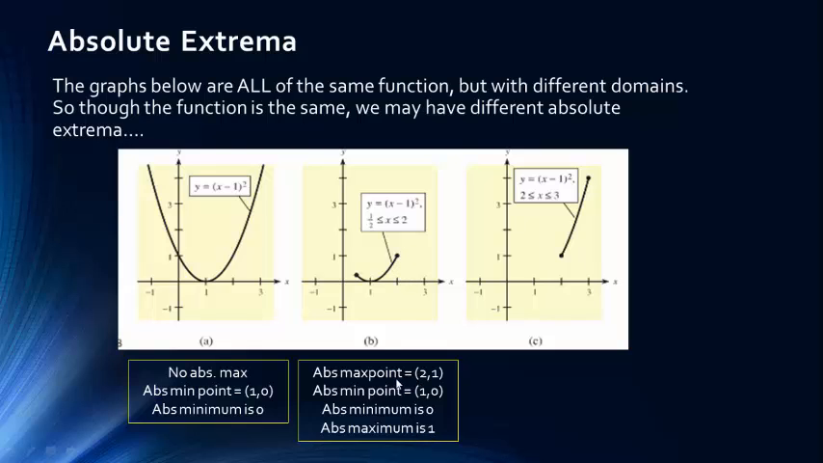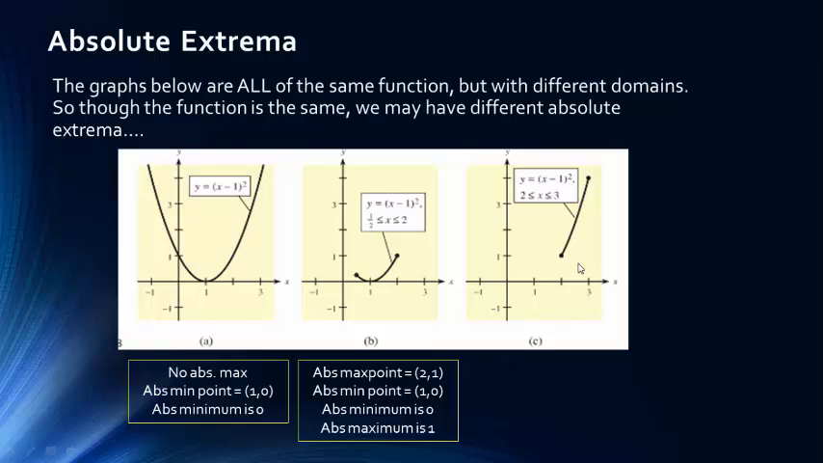This is a really important slide for you to understand the relationship between x and y and absolute extrema. Okay, what about the minimum? Well, the minimum is the same place as it was before because the lowest part on this graph is at (1, 0). So the absolute minimum point is still the same, and the absolute minimum is still 0, the y value.